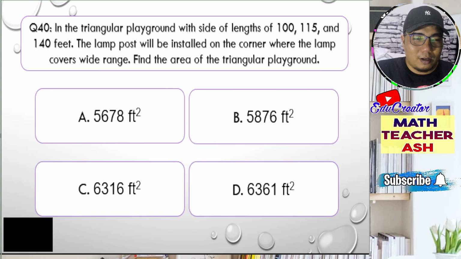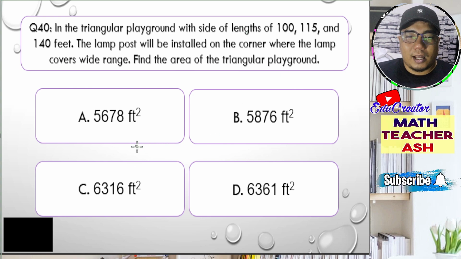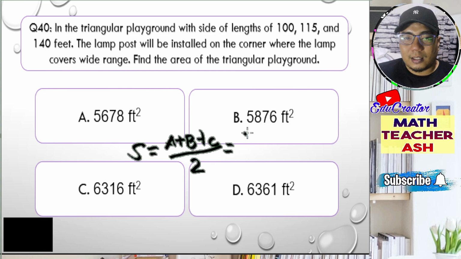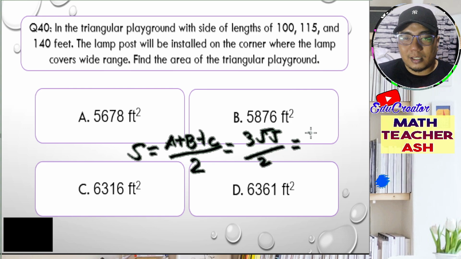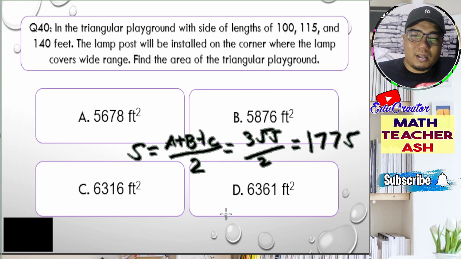If you can remember in your lesson, Heron's formula says that you need to get the value of S. The S is obtained when you add the first, the second, and the third side, and divide it by 2. So in this case, 100 plus 115, that is 215. 215 plus 140, that is 355, divided by 2. And the answer for that is 177.5. So that will be the value of your S.